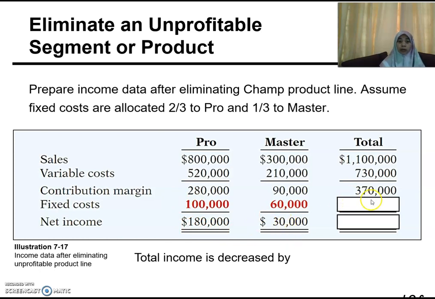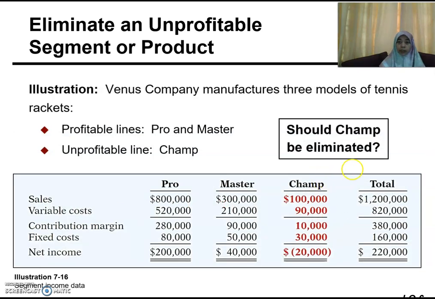So here, your contribution margin is 370 and your fixed cost remains at 160,000. What's the effect on your net income? So your net income now becomes 210,000. So you compare this one. If you were to eliminate Champ, that means now you are left with Pro and Master. Your net income is 210,000. But if you were to retain Champ, your net income is 220,000. Okay? So what is your decision?